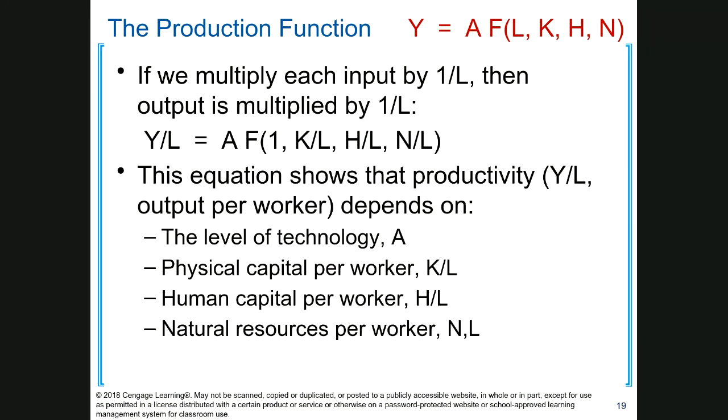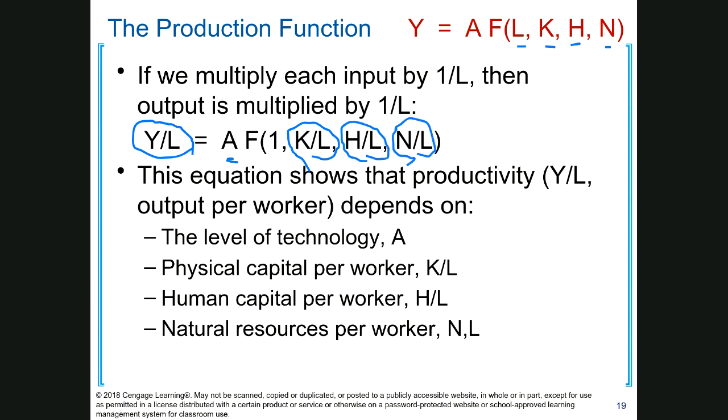Production function: if we multiply each input by 1/L, now we're going to divide everything by L. Then how do we show that? It's going to be like this. Remember, this becomes, what do we call this? Productivity, output per labor, which is a function of technology, constant. This becomes 1, and these are capital per person, education or human capital per person, natural resources per person.